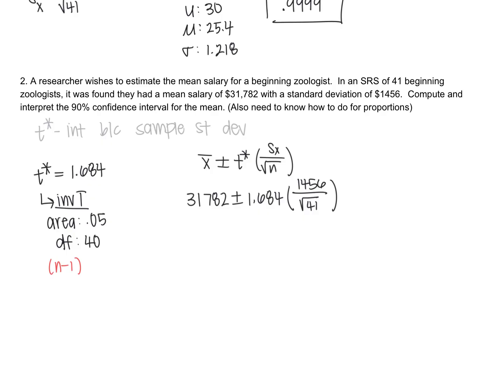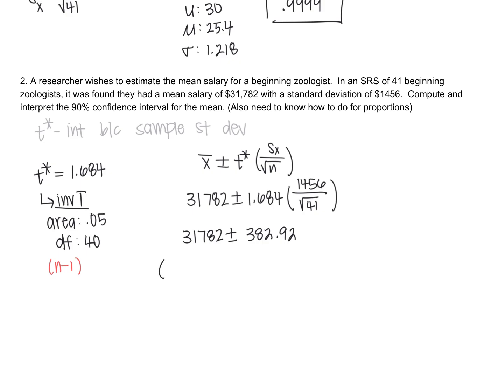So you do have to write this part down when you're showing work. I have to know what you use to calculate your interval. You can then just give me the interval. You don't have to show me any work between this step and the actual confidence interval. So when I do the 1.684 times 1456 over the square root of 41, we get 382.92. I'm only going 2 decimals here because this is money. So we only ever go 2 decimal places with money.